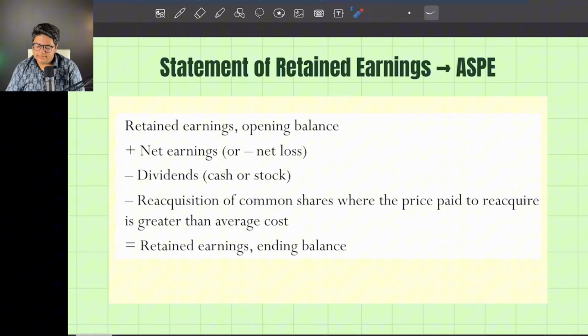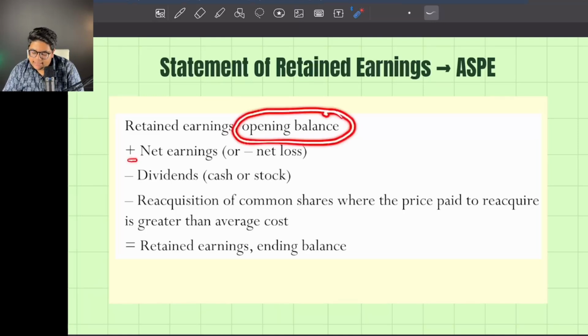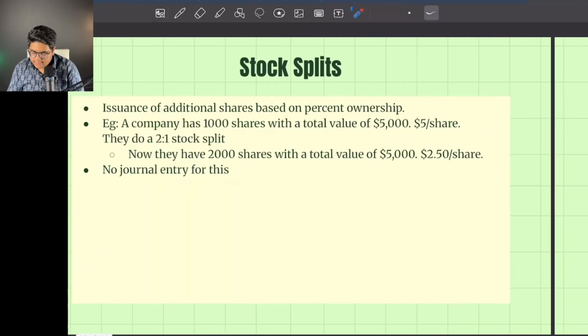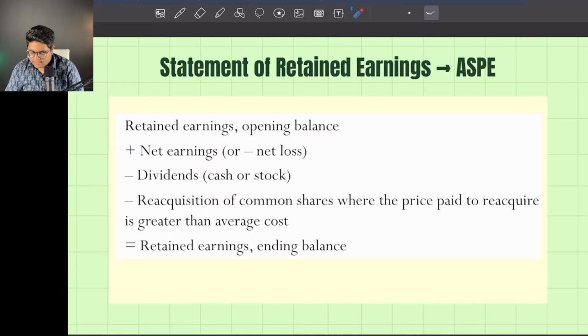So now let's look at the statement of retained earnings. The statement of retained earnings is for ASPE. All it does is you take the retained earnings opening balance, add in the net earnings, which is basically revenues minus expenses, and then subtract dividends, either cash or stock. And if you reacquired any common shares where the price to reacquire is greater than the average cost, which means retained earnings would decrease, then you would have that figure as well. This equals your retained earnings ending balance. This should be the same as on your balance sheet.